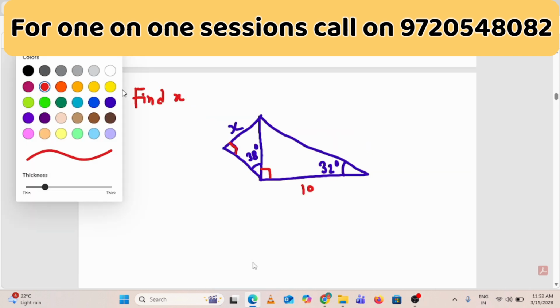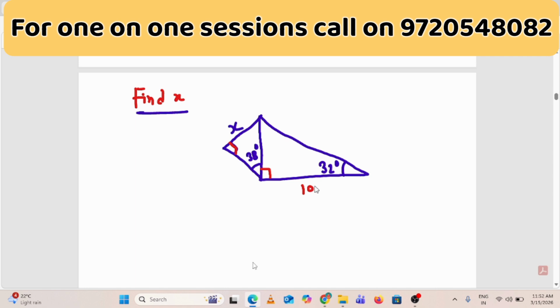No. We have to find X, and they gave this angle 32 and this angle 38. And for this first triangle, let's say I'm giving some names A, B, C, and D. So in triangle ABD, I'm using tan of 32. So tan of 32 is equal to 10 upon AB, sorry, one second, AB upon 10, right or not?